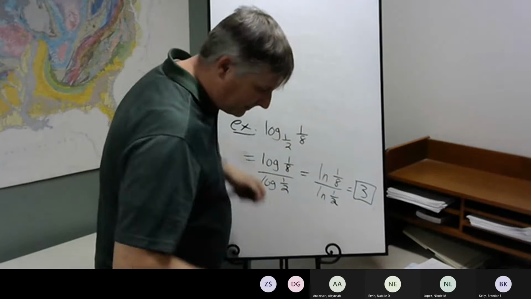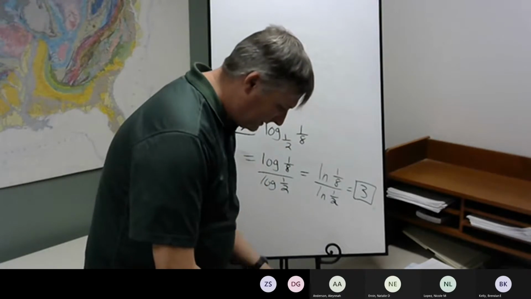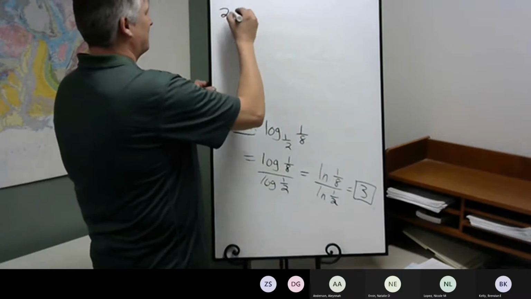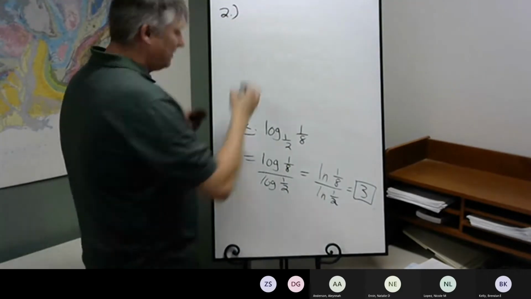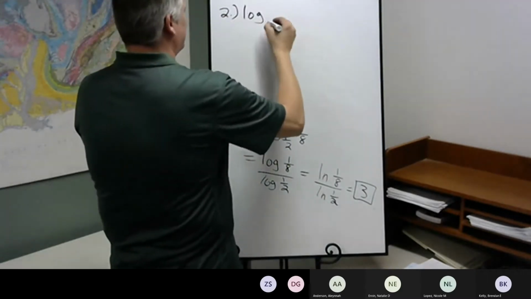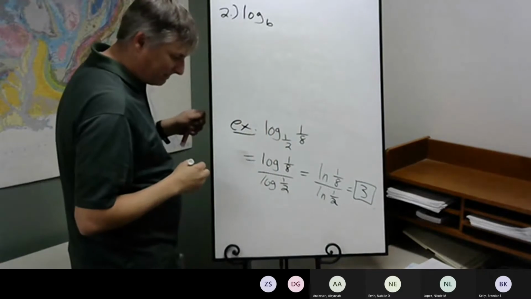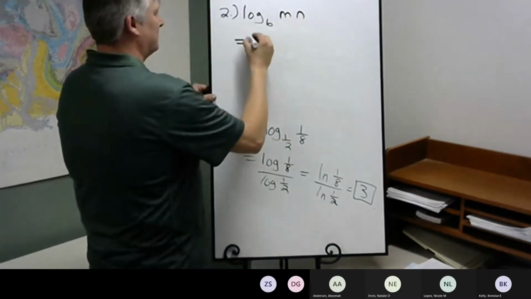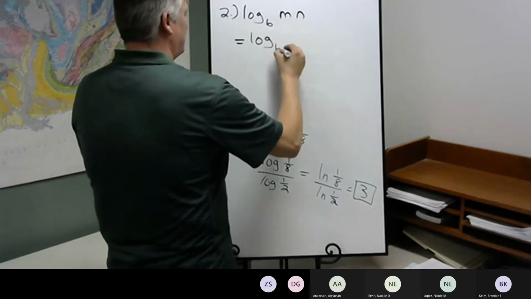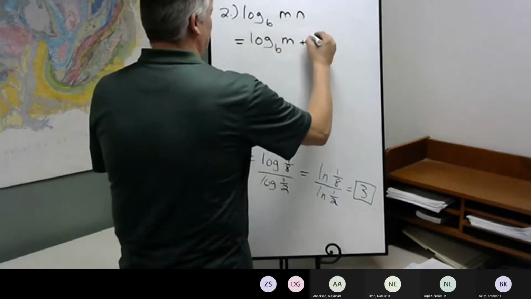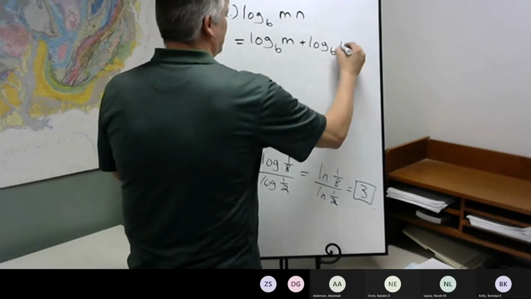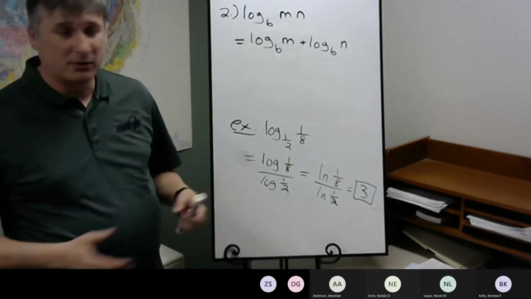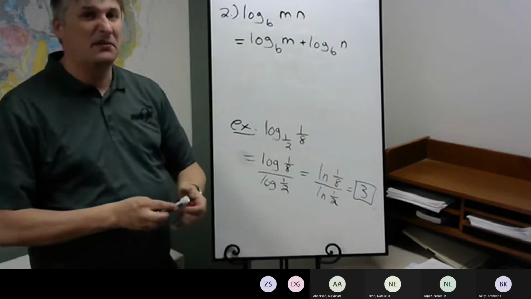So other properties. I'm using a slightly different format than the book. So log base b of m times n equals log base b of m plus log base b of n. The log of a product is the sum of the logs. And again, the bases here, they need to be the same.